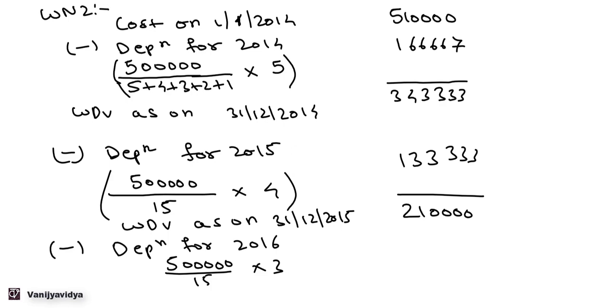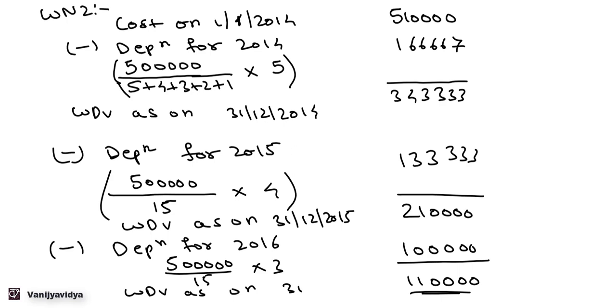That comes to 1 lakh. So 1,10,000 is WDV as on 31st Jan 2016. So this is how the depreciation is calculated as per sum of years digit method.